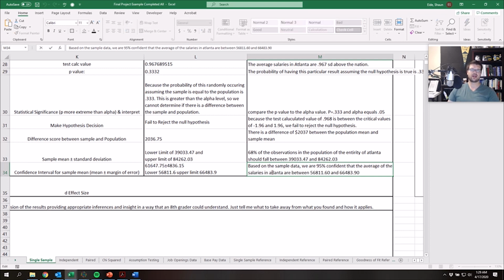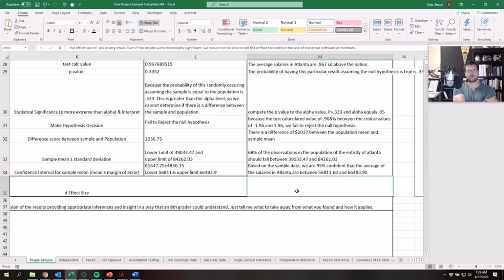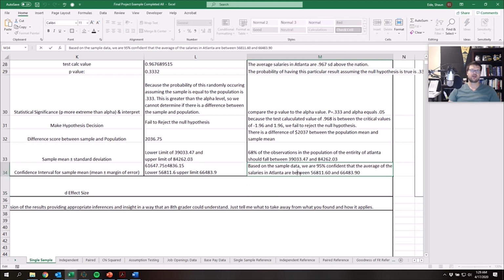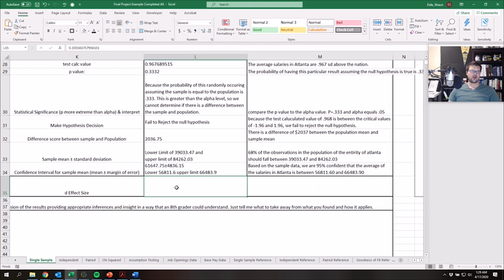the salaries in Atlanta is between the average salary. The average of the salaries in Atlanta is between $56,811.60 and $66,483.90. And so that tells us how confident we are that that is actually the mean.